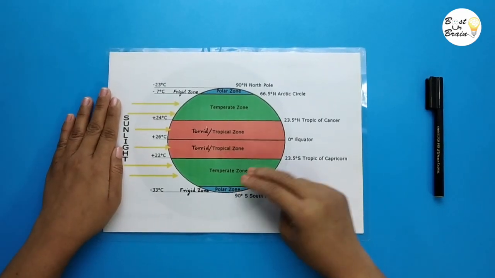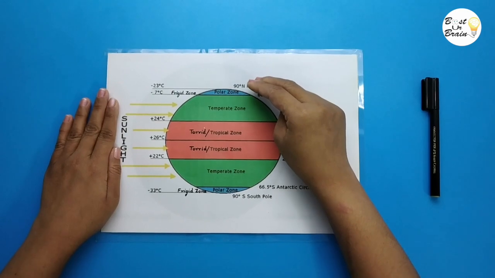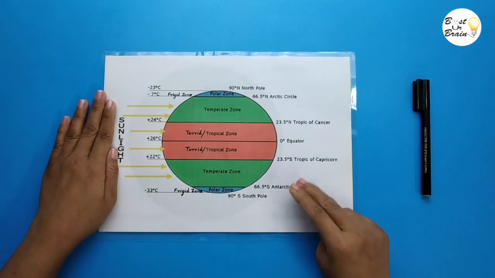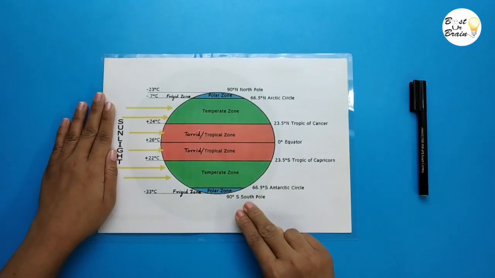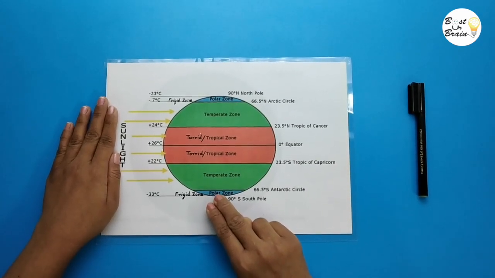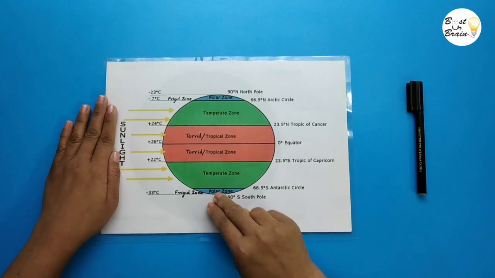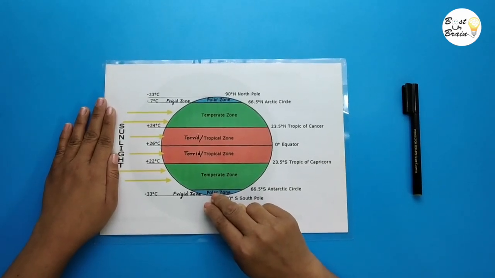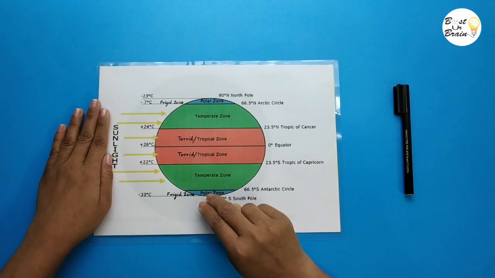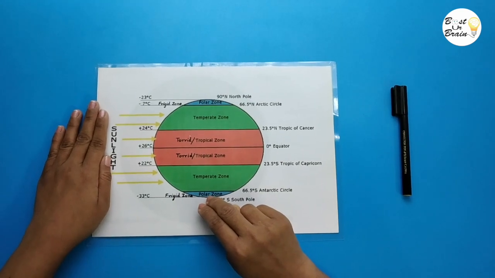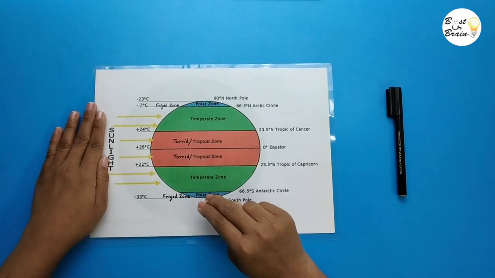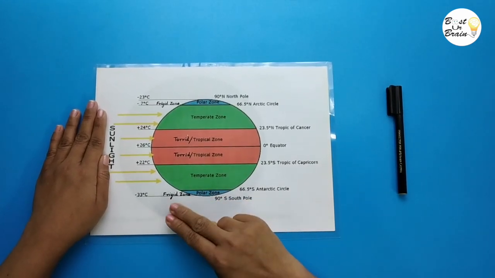The areas between the Arctic Circle and North Pole in the northern hemisphere and between Antarctic Circle and South Pole in the southern hemisphere receive very little heat from the sun. They are extremely cold, icy and mostly barren. It is because here the sun does not rise much above the horizon. Therefore, its rays are always slanting. These are therefore called the Frigid Zone.